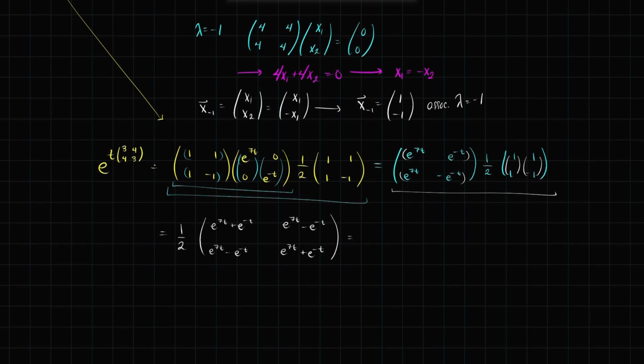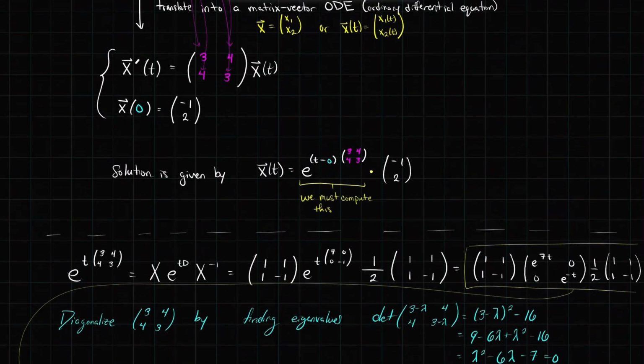And if I want, I can distribute the 1/2: e to the 7t plus e to the minus t over 2, e to the 7t minus e to the minus t over 2, e to the 7t minus e to the minus t over 2, and e to the 7t plus e to the minus t over 2. That's my matrix exponential. Let's go back to the true solution here.